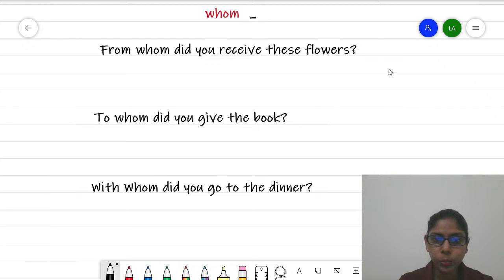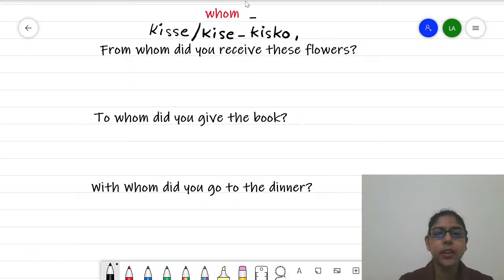So when I say from whom, so the meaning will be kise. Then we can have kise, or sometimes kise can also be called as kisko, and with whom kiske. So it depends on which prepositions we are using for a particular situation with whom. It depends on that. So let's take first example. From whom did you receive these flowers?